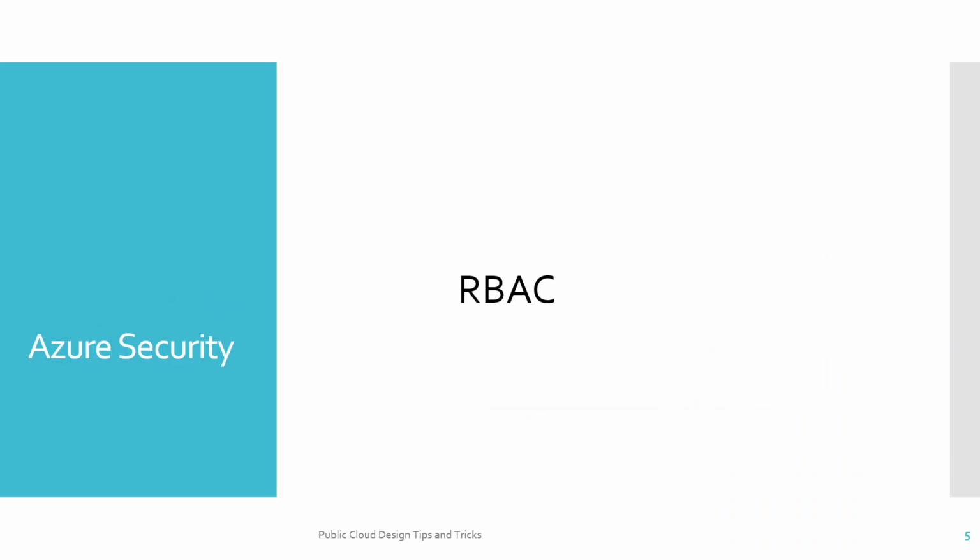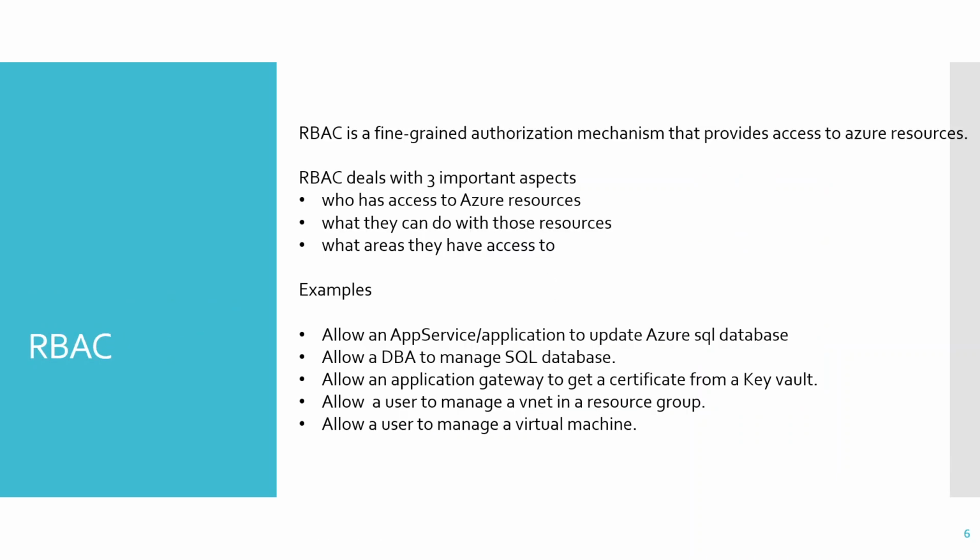Now coming to the most fundamental thing in Azure security, which is RBAC. So what is RBAC? RBAC is a fine-grained access management mechanism that provides access to Azure resources. Now it has to deal with three aspects. What are those? Those are who has access to Azure resources, what they can do with those resources, and what areas they have access to. So these are the three things basically RBAC deals with.